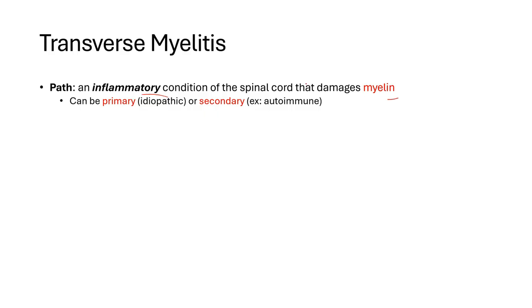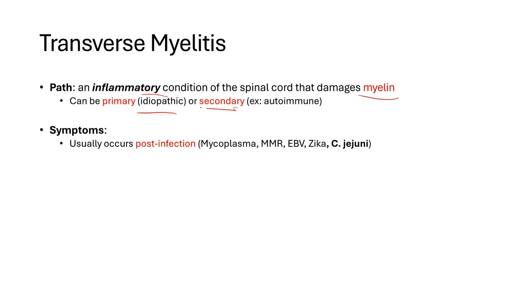Typically damages the myelin. This can either be primary, in which it's typically idiopathic, or it could be secondary, caused by something else, such as an autoimmune condition. The symptoms are typically going to be in someone who's post-infection, such as Campylobacter, EBV, aka mono, Zika, Mycoplasma. Does this all sound very familiar? GBS. So GBS, the same things that can cause GBS can also cause transverse myelitis.